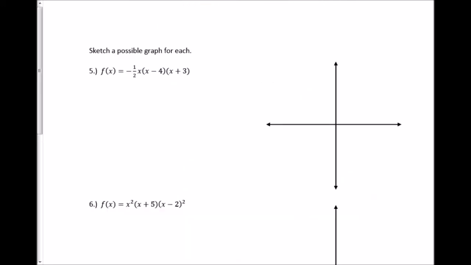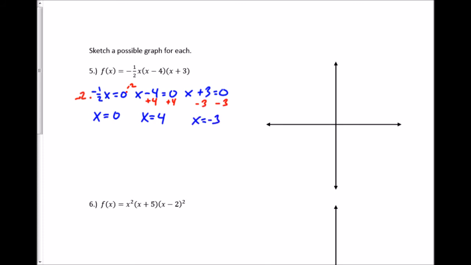If I look at the next one, I want to draw a possible sketch. So the first thing I do is I find my x-intercepts. So for my x-intercepts, I just set each factor equal to 0. And I solve each. This first one, I would essentially multiply each side by a negative 2, which is going to tell me that x equals 0. Here I would add the 4, which gives me x equals 4. And here I would subtract the 3, which gives me x equals a negative 3. And these are my x-intercepts.